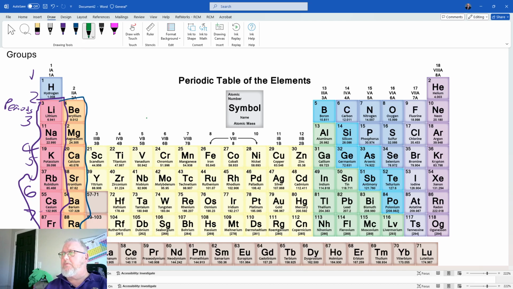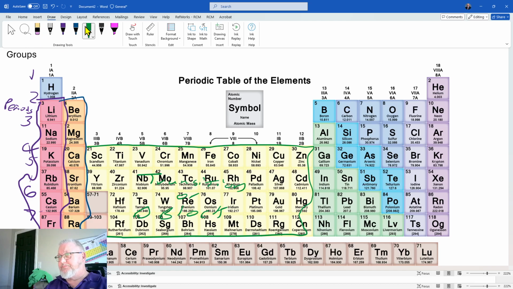Then groups 3 through 12, they've got a special name, and their special name is the transition metals, also known as the D block. So transition metals are D block, or D block. D block. Almost like a jail, right? All right, so there's the D block. Let's see what else we got.